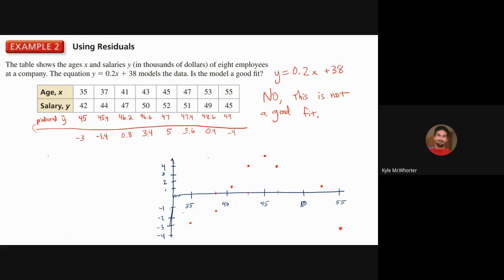And this data probably is not linear, meaning that the older you get, you're not going to get the same amount of raises every year. Sometime around when you're 45 is when you're going to be getting your biggest raises, and then as you get older, you're not going to get as many raises, is what it kind of seems like. Okay, so no, that was not a good fit for the reasons we discussed. We have a pattern, they're not very close to the x-axis.